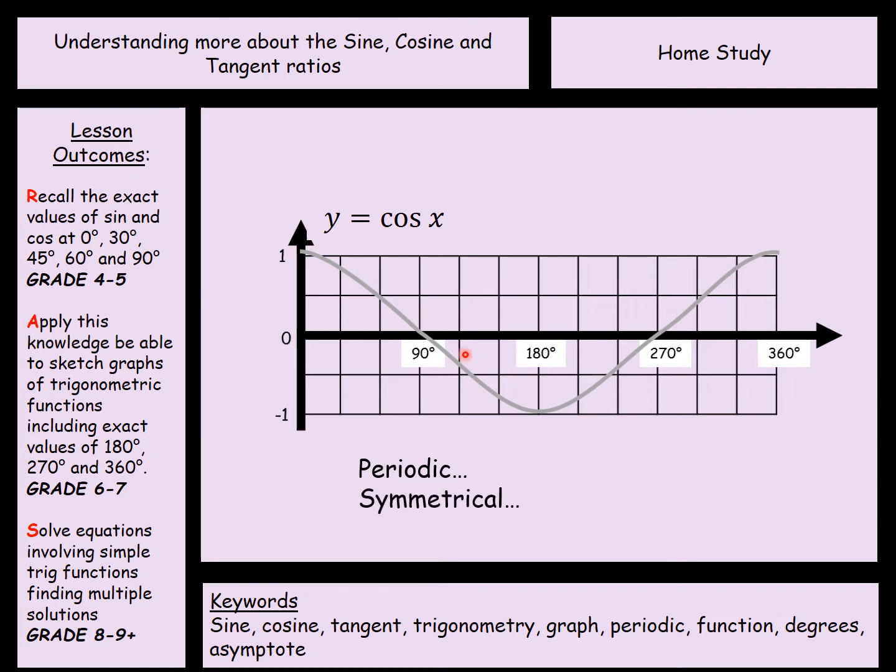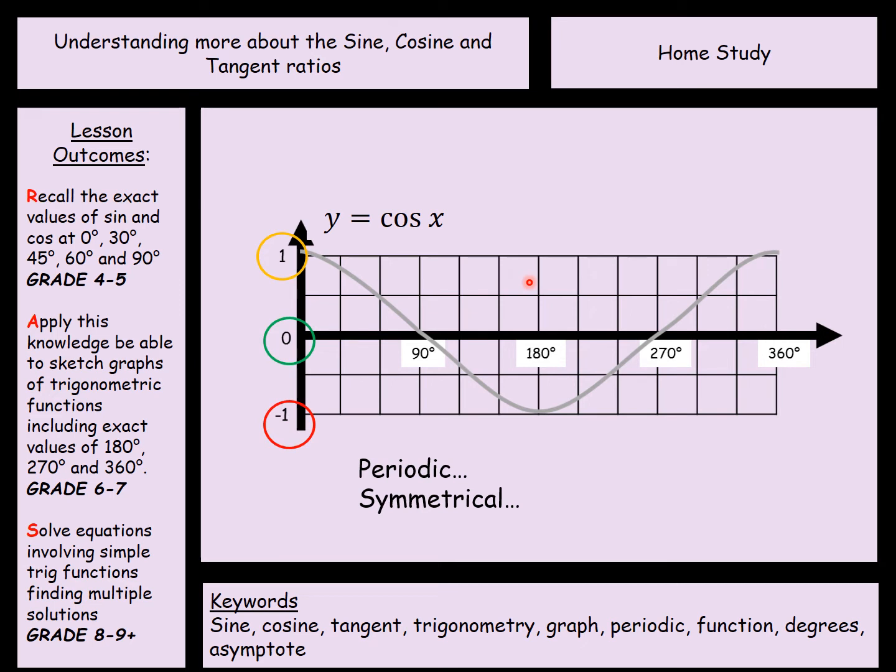Again, we've got the symmetry. If we're looking between here and here, between 90 and 270, you can see the bottom of the graph is symmetrical, as is the top. So in this whole section, between 0 and 360, we've got a line of symmetry at 180 degrees. Again, we're going to use that later on.